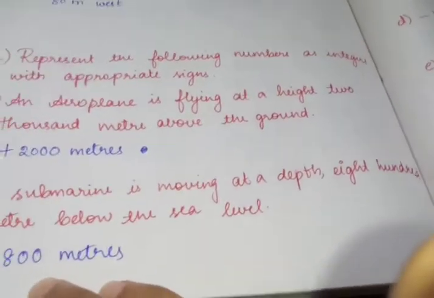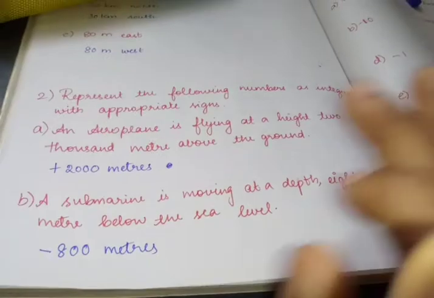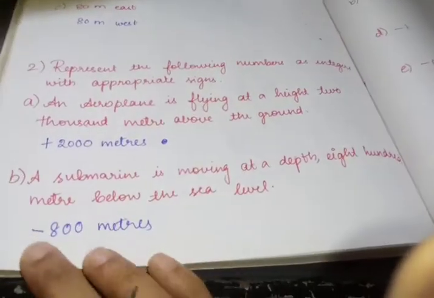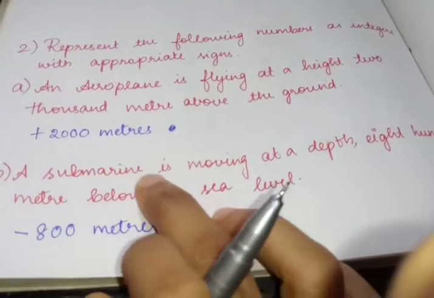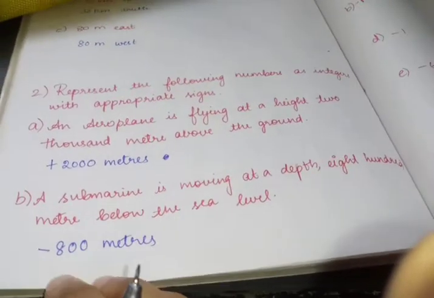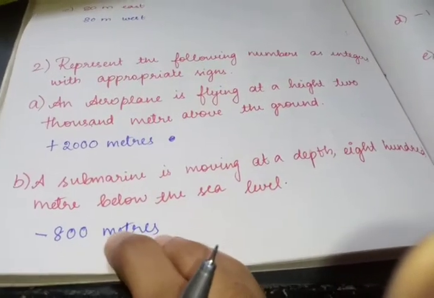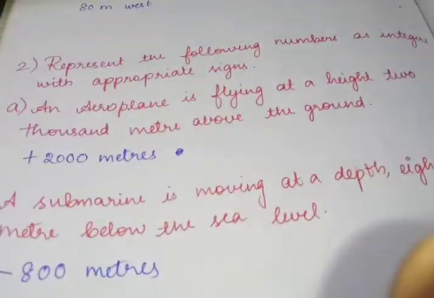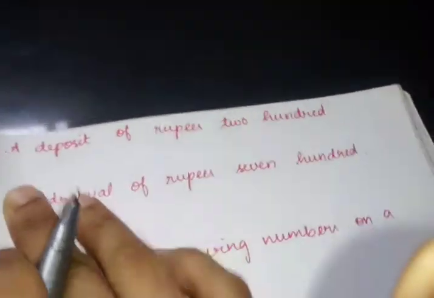Why are we using minus 800 meter? If it were above the sea level, you would write plus 800. Since the submarine is going under the sea level, below the sea level, we write minus 800 meter. Understood, children? This is your C question.